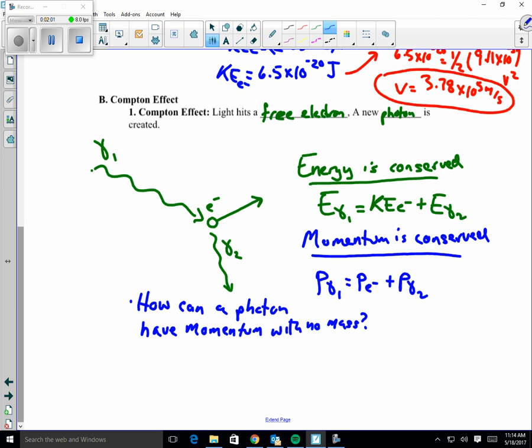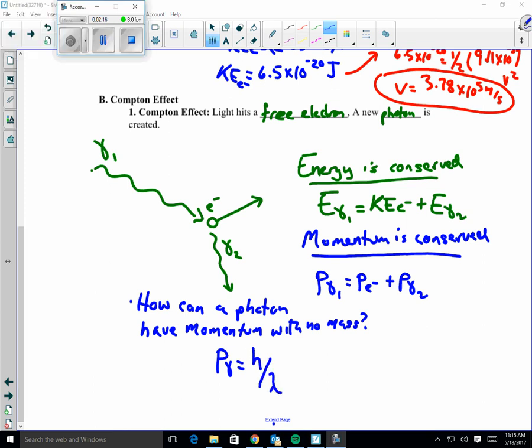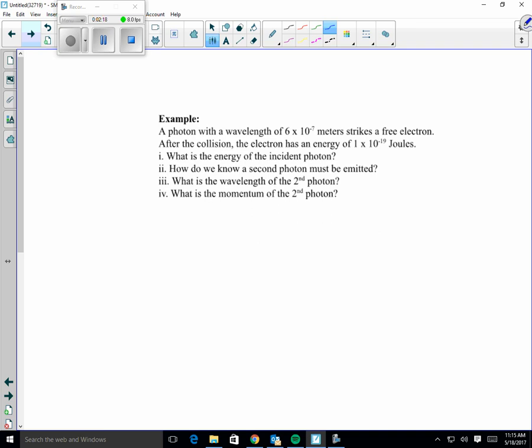What Compton figured out is that the momentum is related to the frequency or the wavelength using this equation. The momentum of a photon, we're not going to do m times v, we're going to do h over wavelength. We have an example of this on the next page.